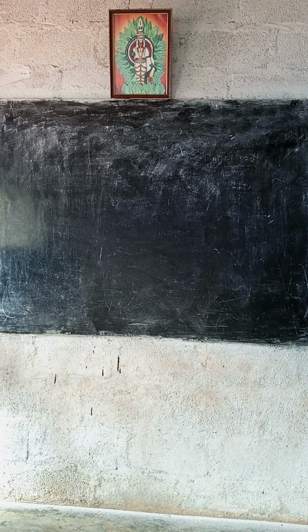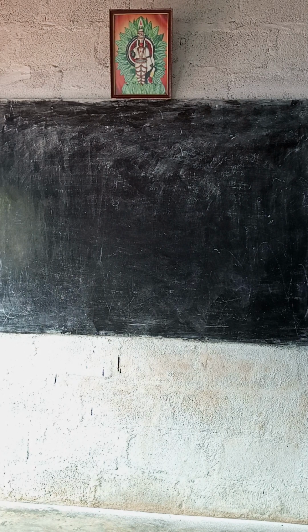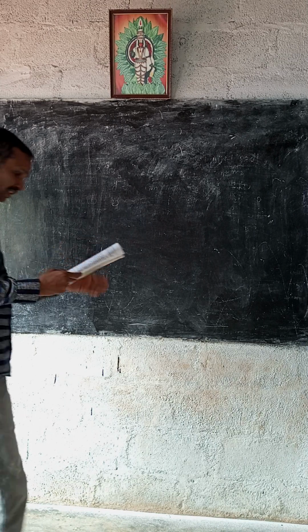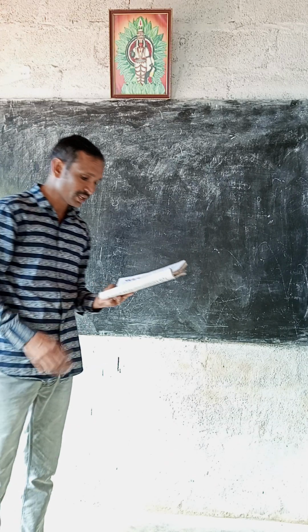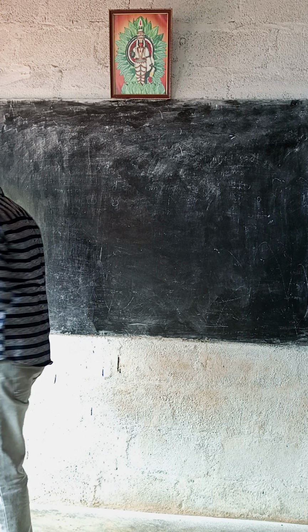Question number 6 is given. If (1, 2), (4, y), (x, 6) and (3, 5) are the vertices of a parallelogram taken in order, find the x and y. It is given in one parallelogram.